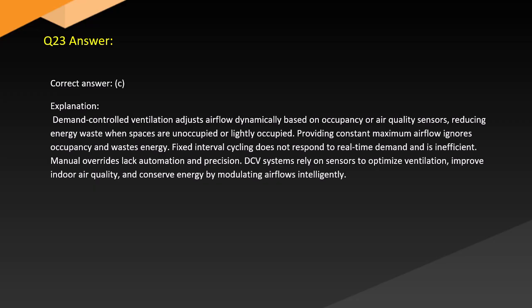Demand-controlled ventilation adjusts airflow dynamically based on occupancy or air quality sensors, reducing energy waste when spaces are unoccupied or lightly occupied. Providing constant maximum airflow ignores occupancy and wastes energy. Fixed interval cycling does not respond to real-time demand and is inefficient. Manual overrides lack automation and precision. DCV systems rely on sensors to optimize ventilation, improve indoor air quality, and conserve energy by modulating airflows intelligently.